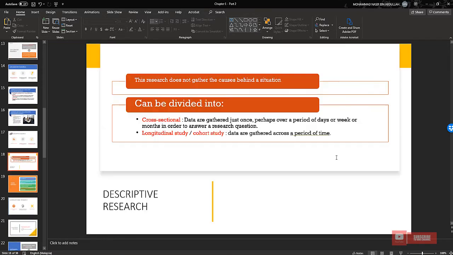So basically, in descriptive research, there are two types of research design: cross-sectional research design and cohort research design, right? Another word for cohort is prospective research design, right?